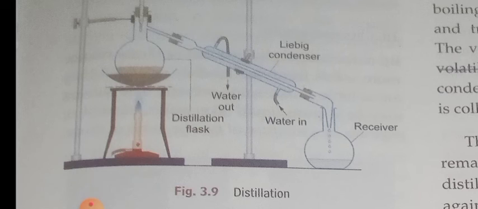Okay, now the next method we are going to discuss is distillation. You have heard about distilled water, isn't it? So how is this method performed, and what kind of mixture can be separated? It is used to separate a homogeneous solid-liquid mixture. For example, salt in water can be separated by using this distillation method.